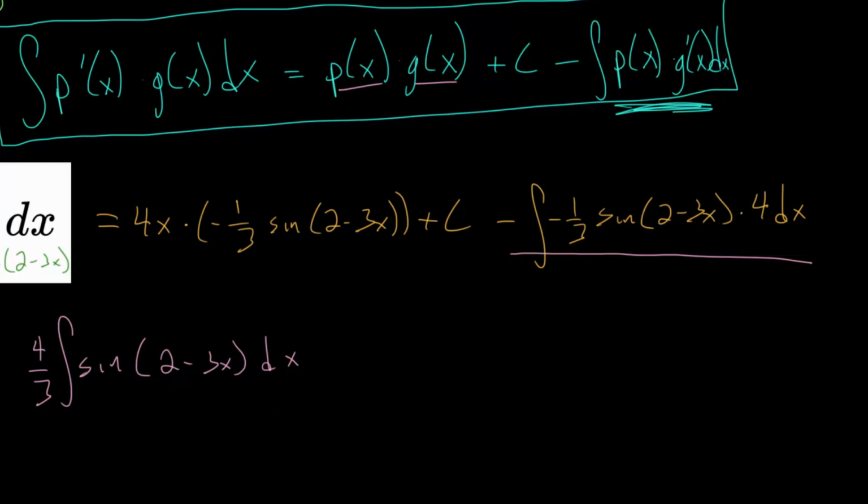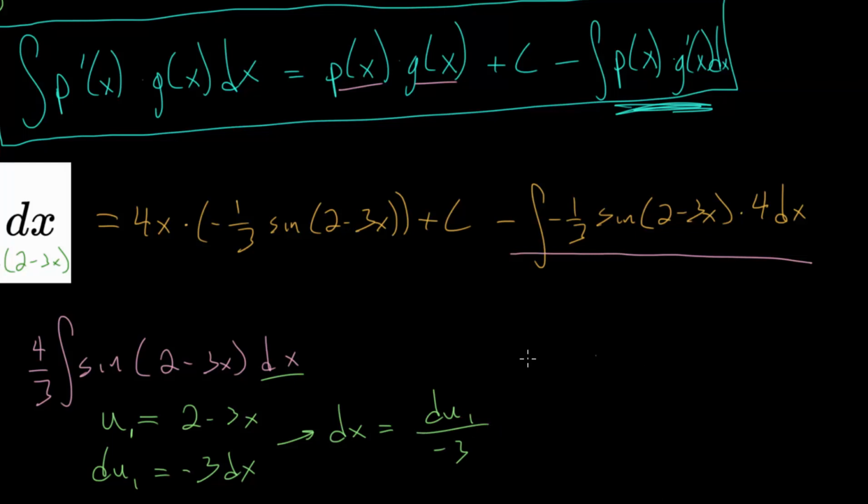Though since this is a sine function, we can actually evaluate this integral, but before we do that, we will need to do a u substitution. So let's say in this case, u, or maybe we call it u1 since we've already used u, u1 is equal to 2 minus 3x. We take the derivative of that on both sides. We would get -3 dx on the right-hand side, and we can solve for dx so that we can substitute it. dx would just be du1 over -3.